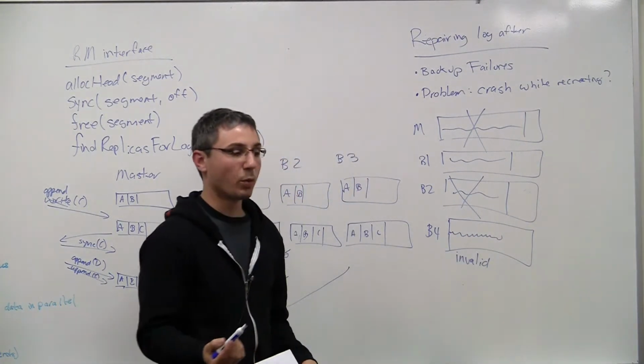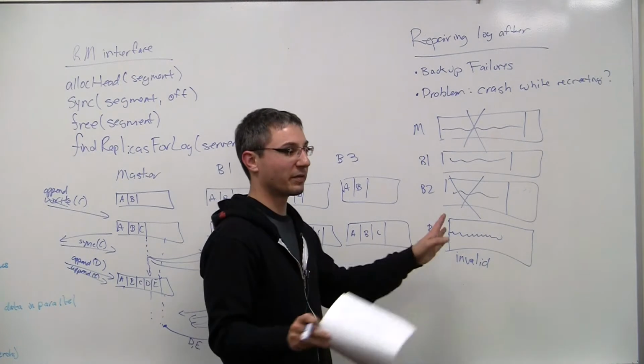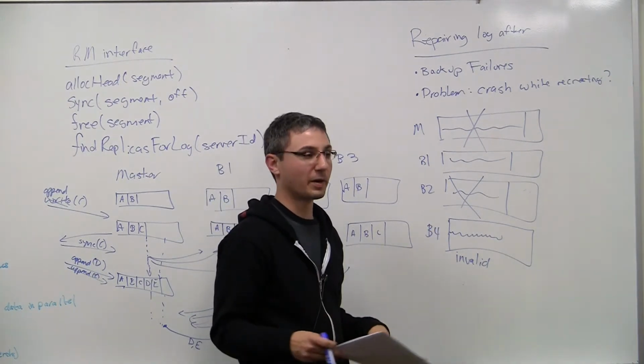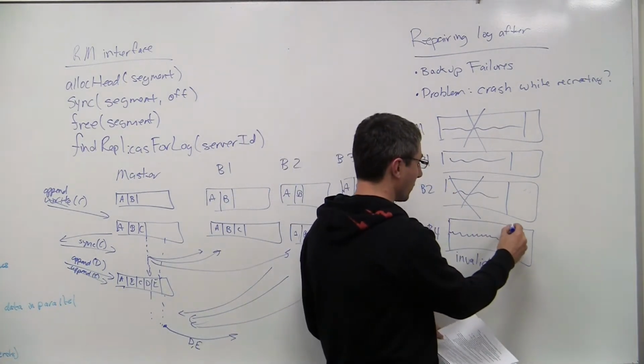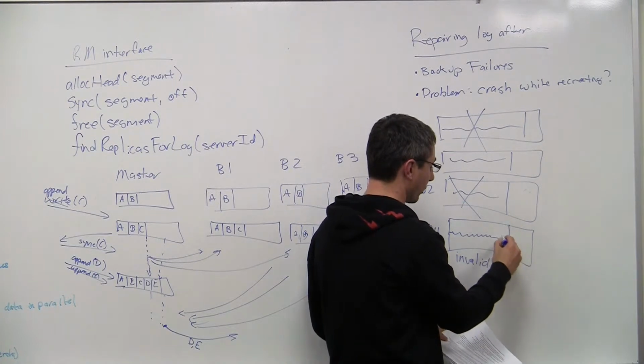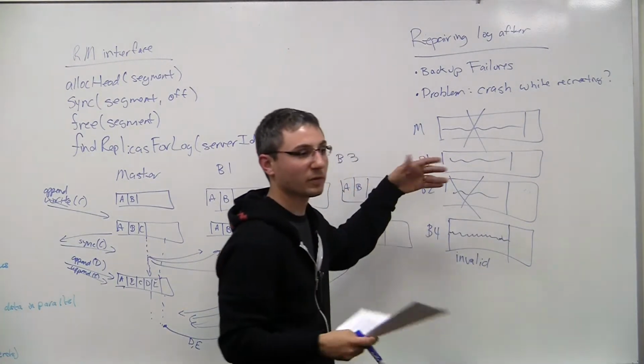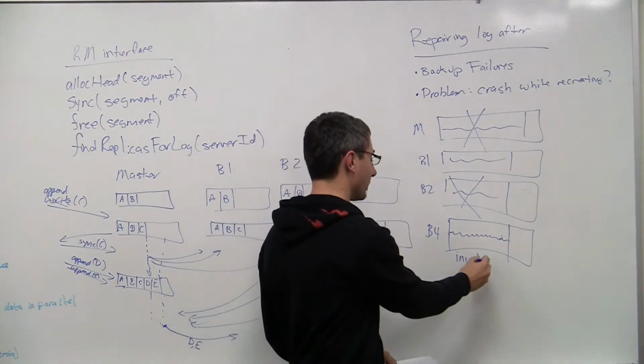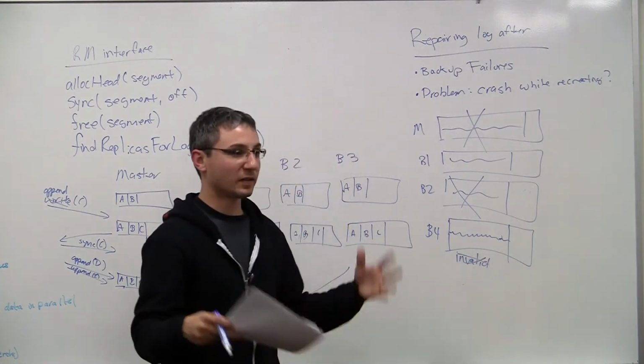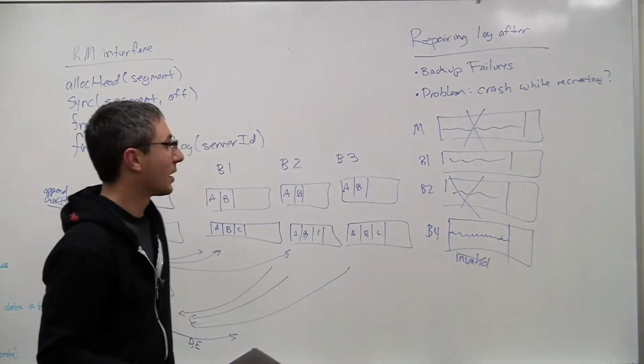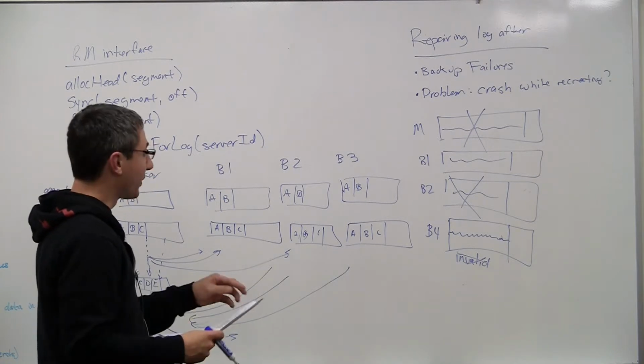If it crashes at some point in the middle of recreating this, B4 will never get used because it's not really a valid replica for the segment yet. And then, with the final write that brings it into perfect consistency with the master's DRAM copy, it just atomically kills that bit off. And then that snaps into place as an eligible replica for that backup. So that helps a little bit.